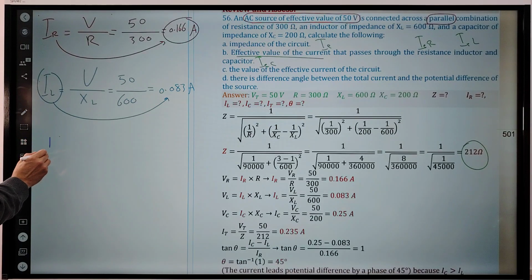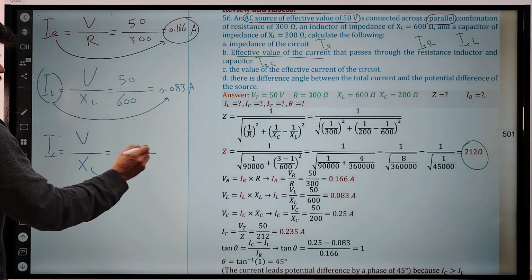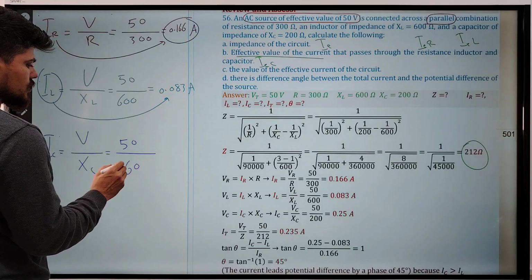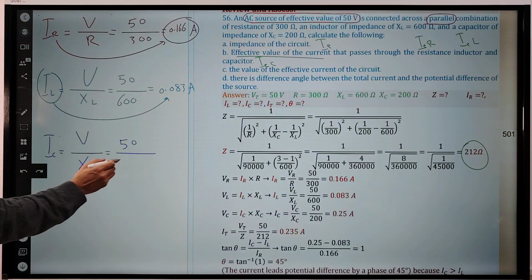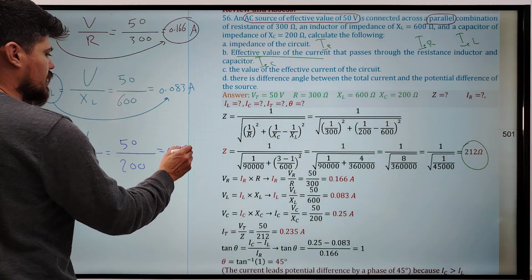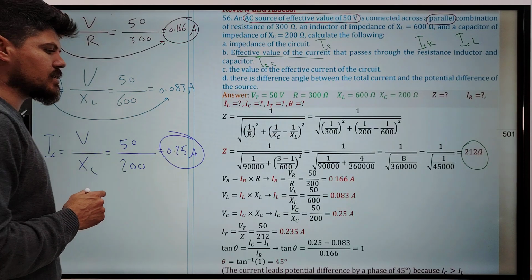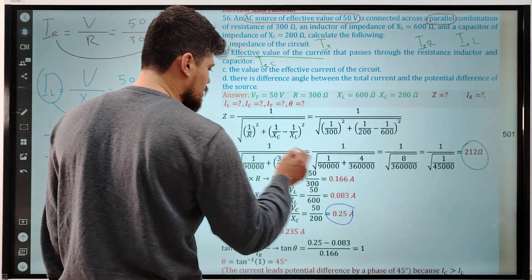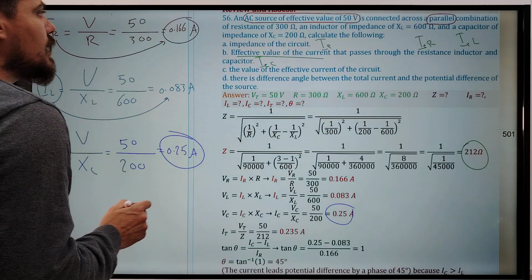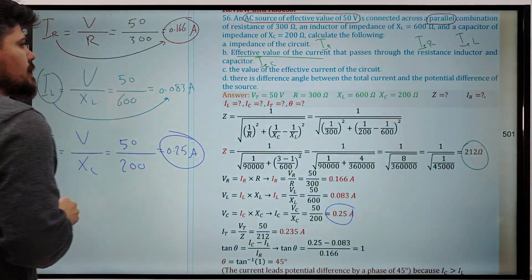Current across the capacitance, IC, is equal to what? It is equal to V over XC. V is 50, XC was given as 200. 50 divided by 200 is 0.25 ampere. Okay? So which one has the greatest current? The current across the capacitance has the biggest value. Okay? Now, this is branch B.